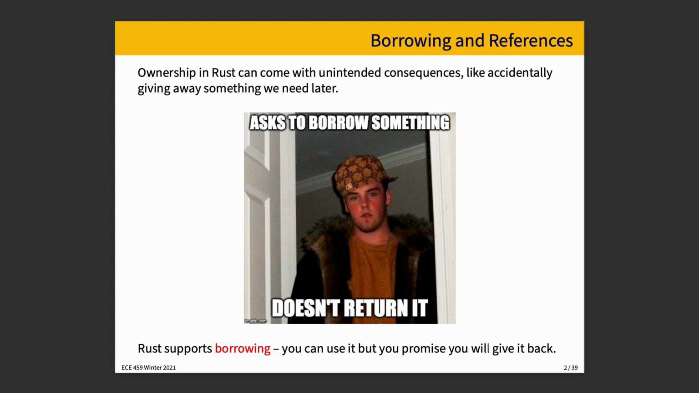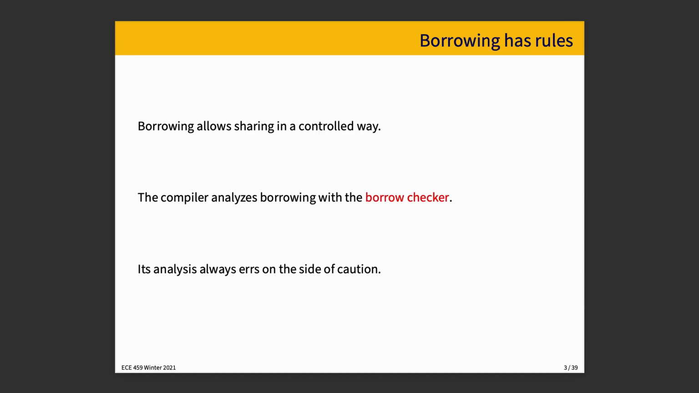Unlike Scumbag Steve, who asks to borrow something and fails to return it, Rust supports the concept of borrowing in that you can use something and you also promise that you will give it back, and that promise is enforced by the compiler. The borrowing is always going to follow certain rules. Borrowing allows data to be shared as long as it's in a manner that the compiler considers to be acceptable. It is done in a controlled way. It is done in a safe way to prevent things like memory leaks and race conditions.